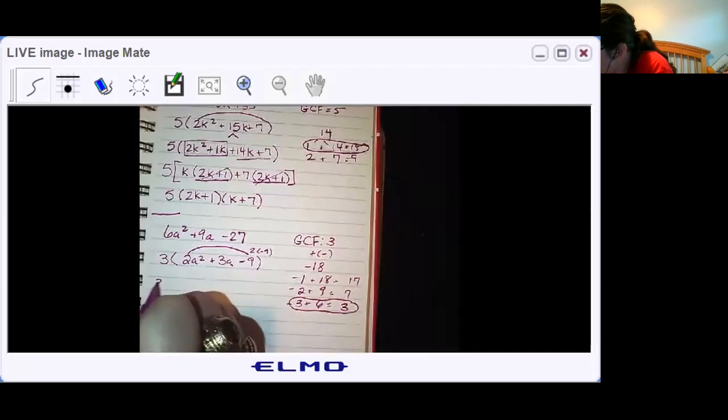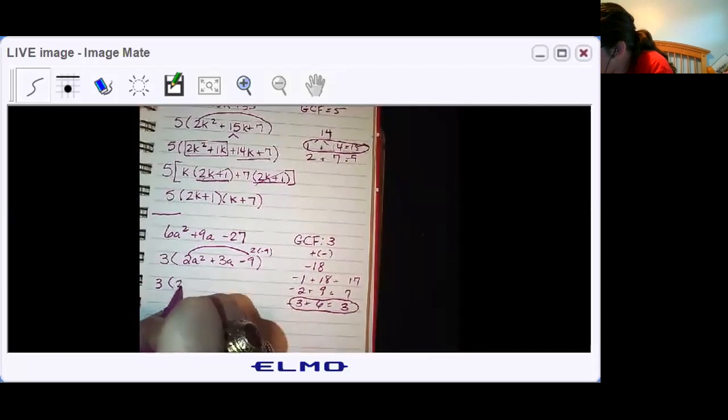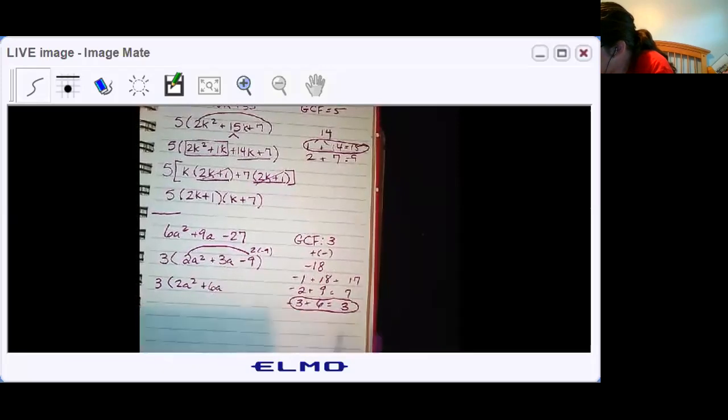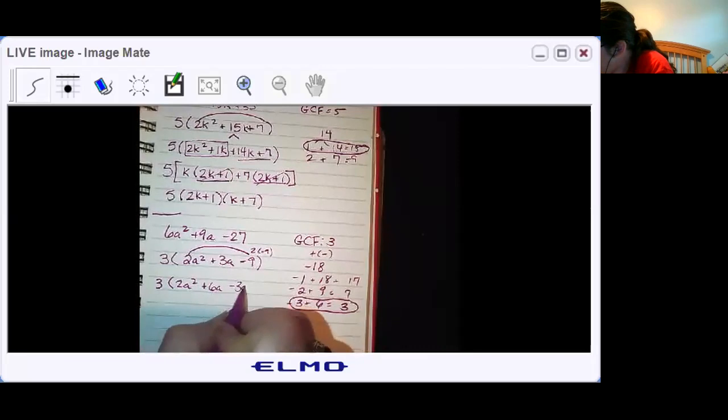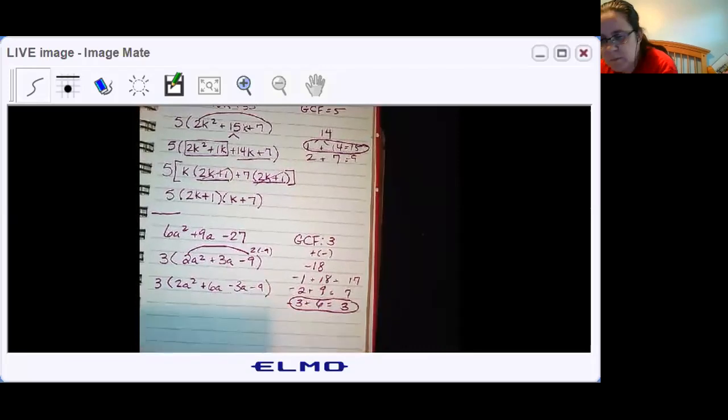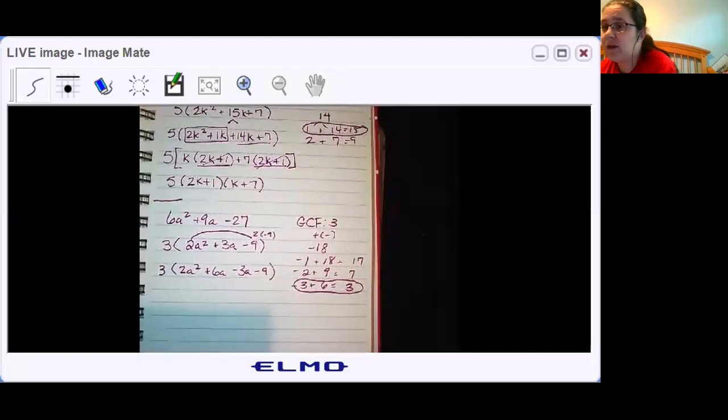Now let's break apart our 3a. 2a squared plus 6a minus 3a minus 9. I put the evens together and the multiples of threes together. You didn't have to do that. You could do it the other way if you wanted to, okay?